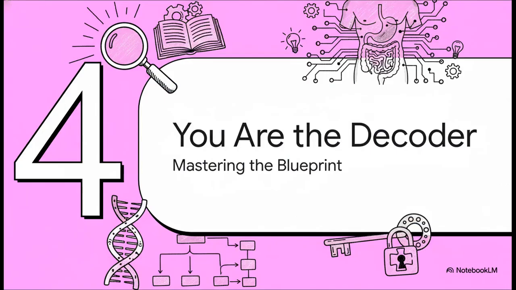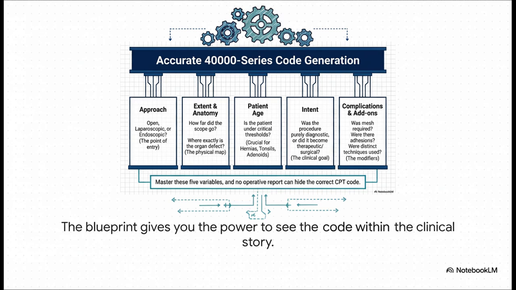So, as you can probably see by now, this isn't about guesswork at all. It's about having a systematic process. It's about becoming a decoder, reading the clinical story, and finding the code within it. And here we are, right back to our 5 pillars. This is your mental model, your go-to framework for every single 40,000 series report you open. Approach, extent, age, intent, and complications. This blueprint gives you the structure you need to confidently find the right code every single time.